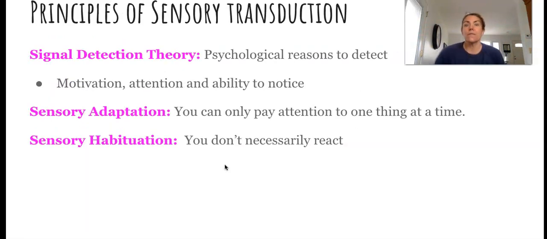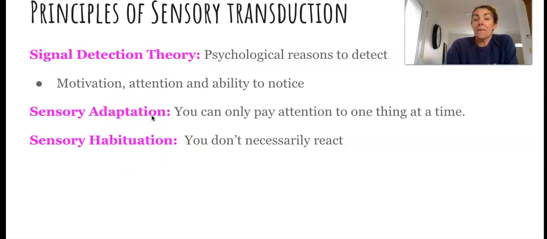And then the principles of sensory transduction. This is signal detection theory, kind of what I was referring to with my watch. If I thought that there was a message because I felt my arm move and I looked and there was no message, that would be a false alarm, right? So it's our psychological reasons to detect. And that really is our motivation, our attention, and our ability to notice things. So that really comes into play with signal detection theory.